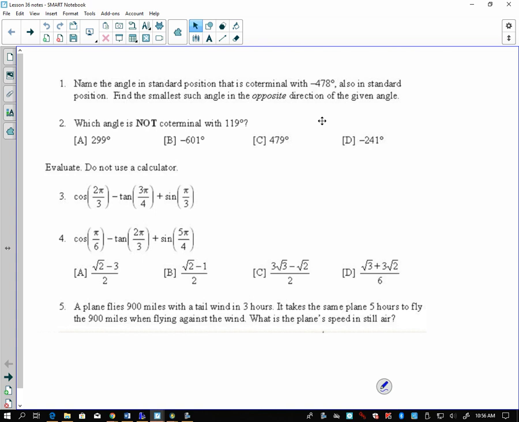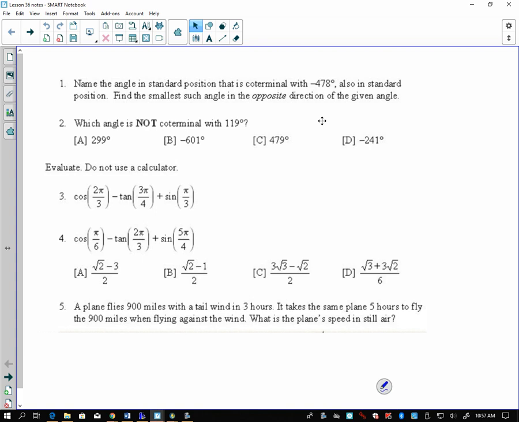We'll go from there. So number one, name the angle in standard position that is coterminal. The term coterminal means comes to the exact same position or point on the graph. So there's an infinite number of angles that are coterminal with any other given angle because we could keep going around and around our coordinate plane, right? Does that make sense?